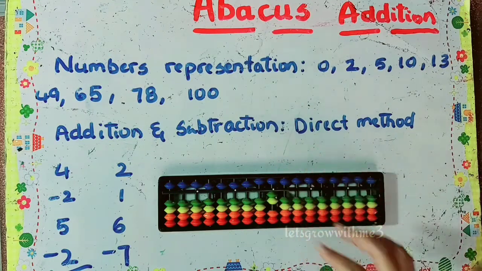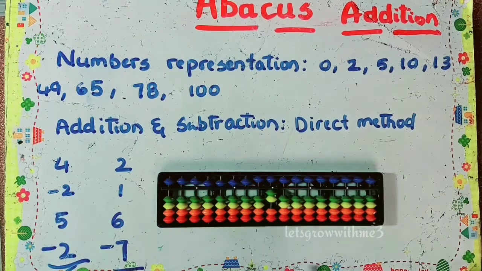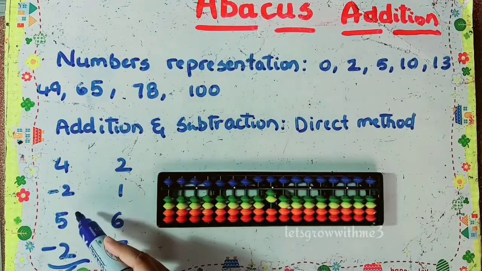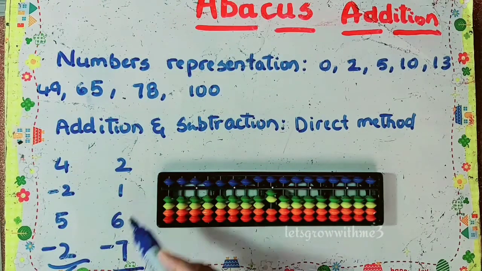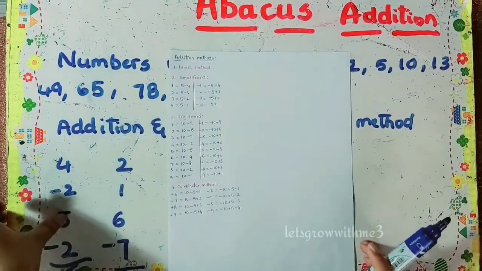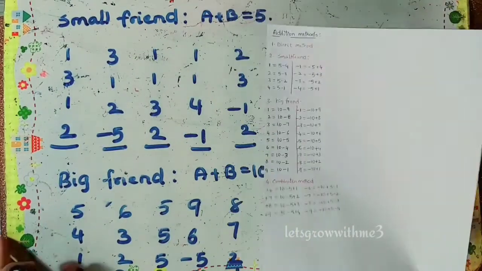Suppose if you want to remove 6, then it is 5 plus 1. If you want to remove 7, 5 plus 2. If you want to remove 8, 5 plus 3. If you want to remove 9, 5 plus 4 you need to remove. Okay, so you can cross verify initially. Okay, so we are done with the direct method. Here we no need to use any formulas.